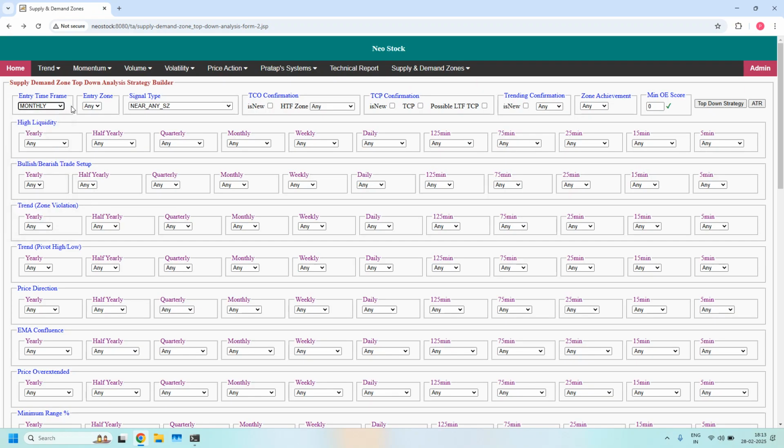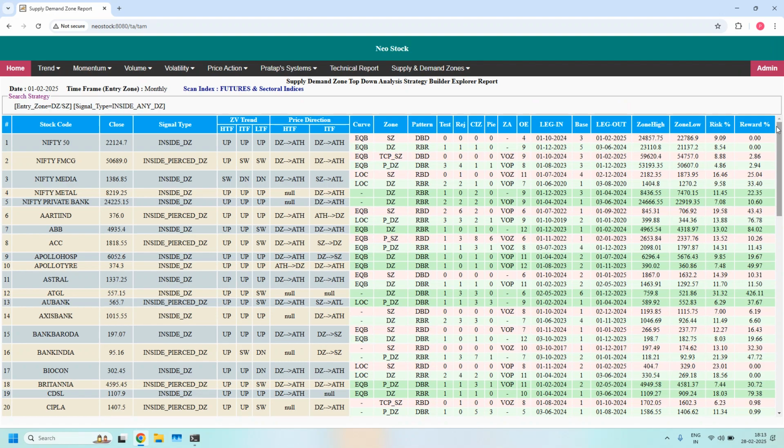Next, monthly time frame, price closed inside the monthly demand zone. We got a big list of 62 stocks. Quickly scroll the list down. After that, I will further filter this list based on monthly demand zone with monthly EMA confluence. But before that, let us refer all the stocks. Scrolling the list down.